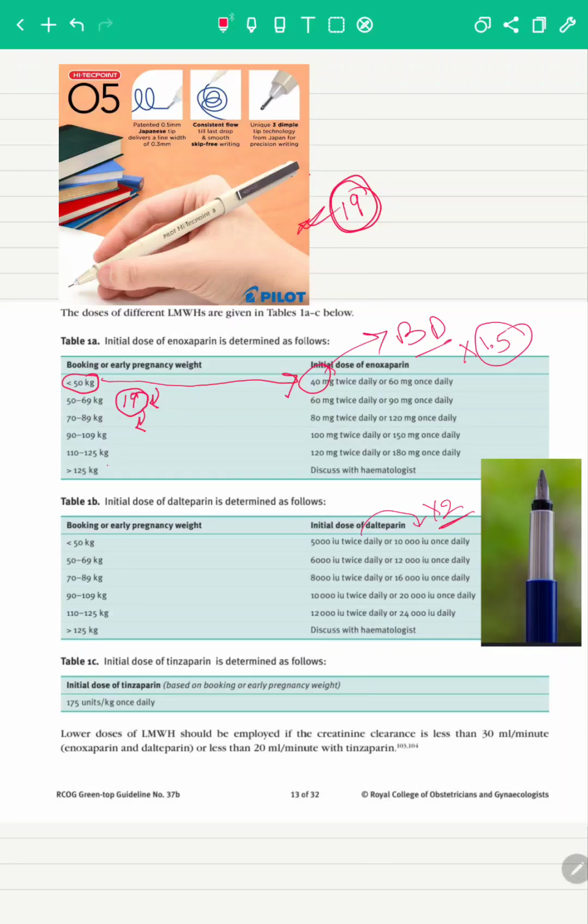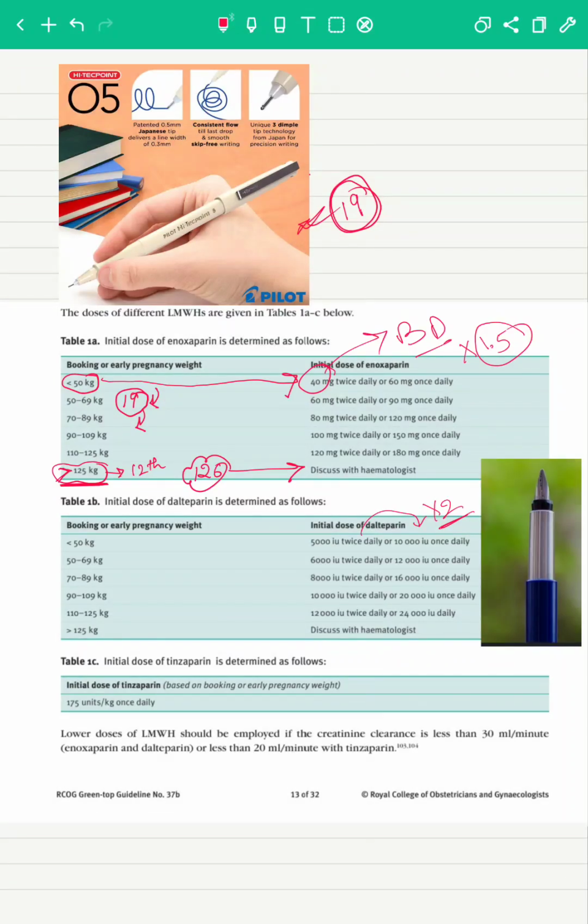Now we stop when the Pilot becomes a Parker. Okay, now this child has reached 12th standard and the weight has become 125 rupees, more than 125. So that is where the upper limit is, where you can be giving doses at any weight, that is even 126. You have to refer the patient or discuss the patient rather with a hematologist, because these are high risk patients with obesity. We cannot take chances.